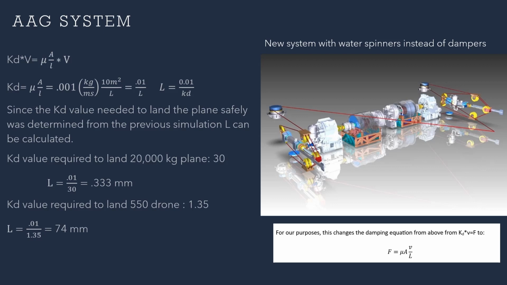If we take this equation and plug it into our previous damping force equation, we can see that we can cancel out the velocities, and since we have already derived a KD, a damping coefficient needed to land the plane properly, the only thing left to solve for would be the length between the drums. The length would just be equal to the viscosity of water divided by the KD, which would then give us a length of 0.33 millimeters. Using this same methodology for the drone, we can determine the length between the drums required to land it, which would be 74 millimeters.